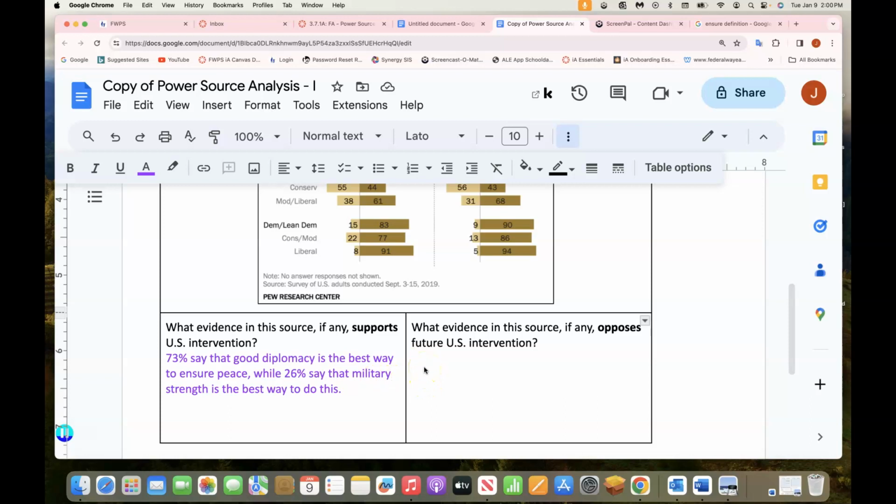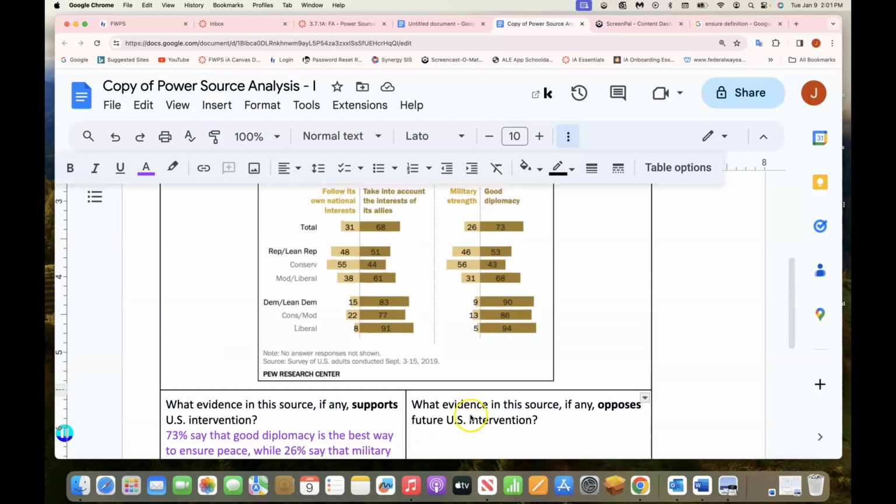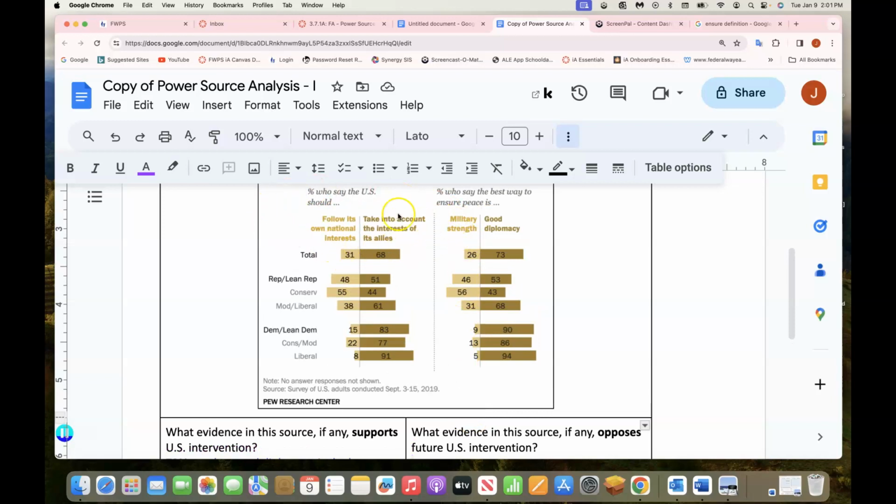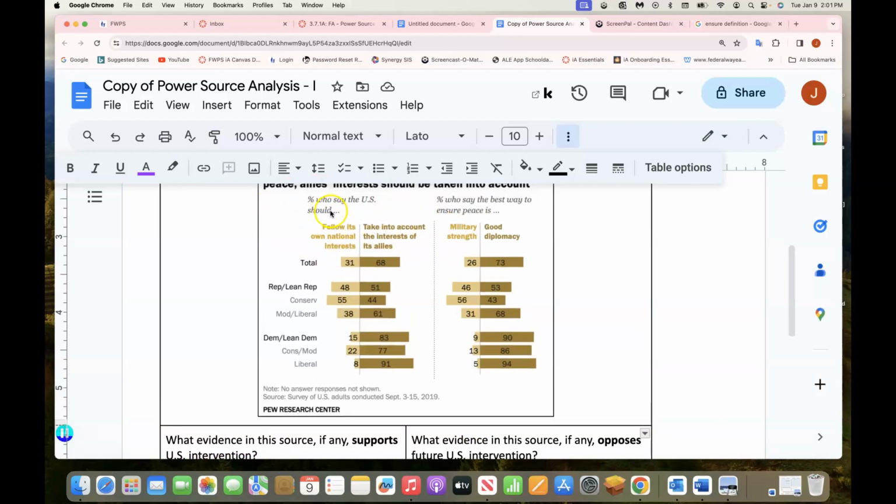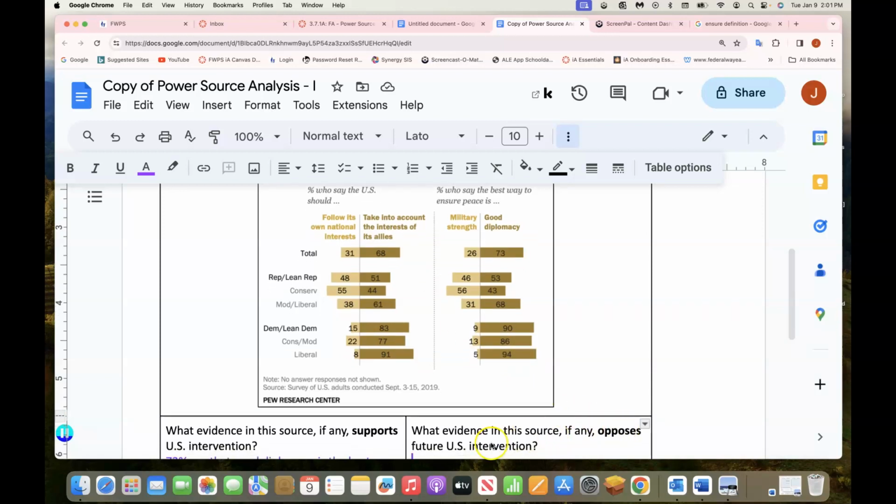Now, on the other side of the coin, what evidence opposes future U.S. intervention? And that is where we are going to turn our attention to this one. All right, so percentage of people who say the U.S. should follow its own national interests to not get involved. And then right here, this is also a different way to look at that question. This, while it's not entirely opposing, is saying that these 68% of the population is going to take into account the interests of the allies before they get involved.